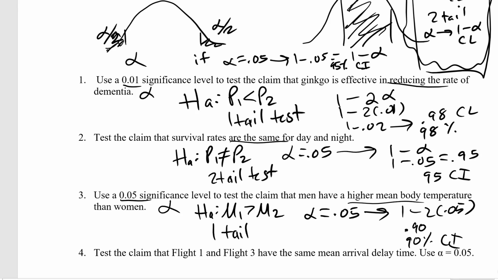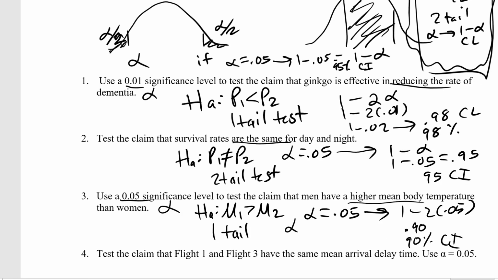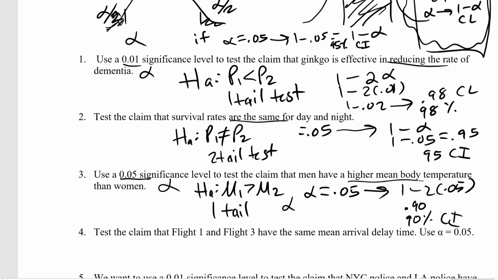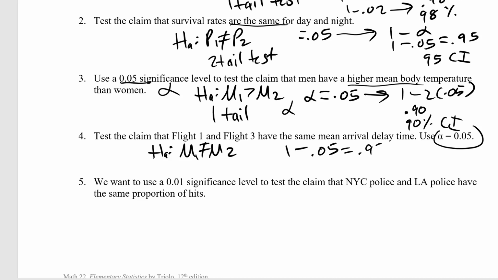Test the claim. Flight 1 and Flight 3. Flight 1 and 3 have the same mean arrival time. They give me an alpha. The same means my alternative is not the same. Two-tail test. 1 minus alpha. This would correlate to a 95% confidence interval.